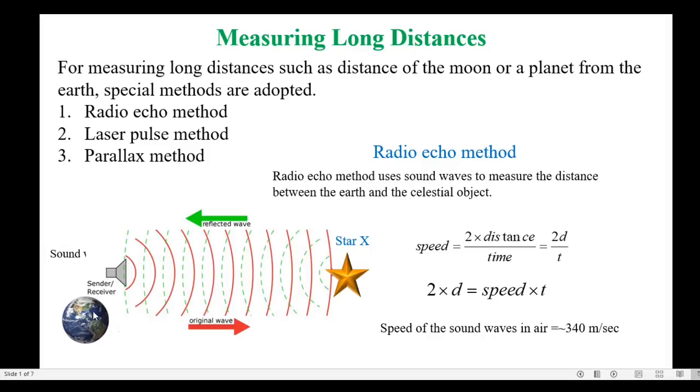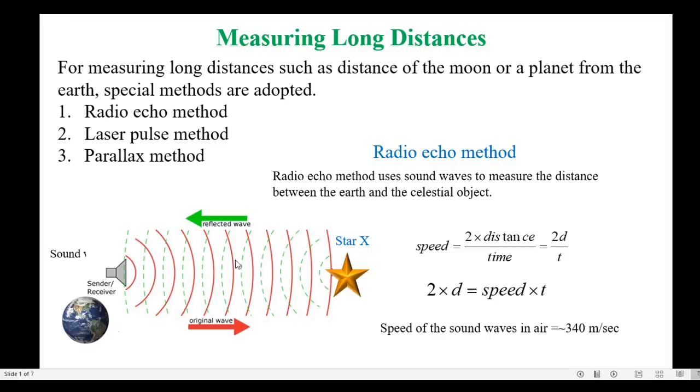Radio echo method uses sound waves to measure the distance between the Earth and the star. You can see the sound source here, that is from Earth. So the sound waves will be transmitted from Earth towards the star X, and the time taken by the sound waves to hit the target and come back will be measured. The red and green lines indicate the directions forward and backward. So to and fro distance should be measured.